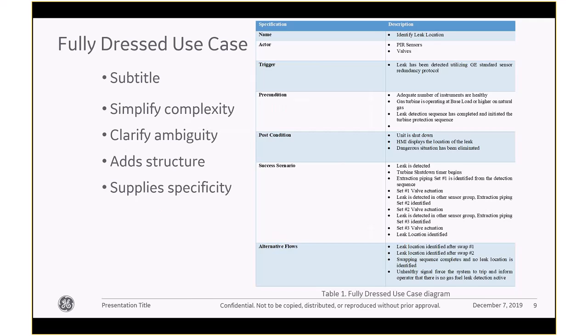Various conditions must predate and postdate the use case. Our primary success scenario is basically what we want to happen for the system to operate perfectly. And then there are alternate flows, which is what happens if the system doesn't operate perfectly.